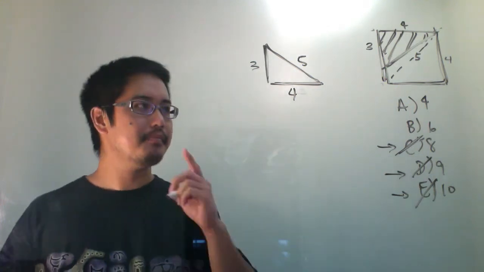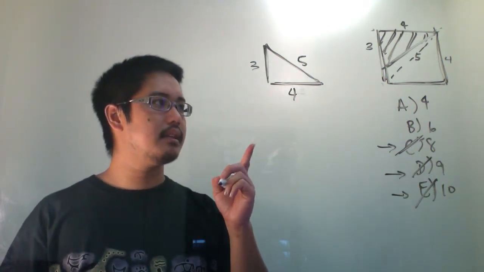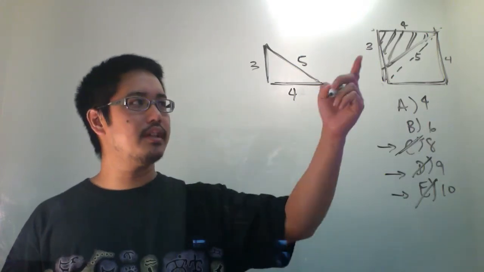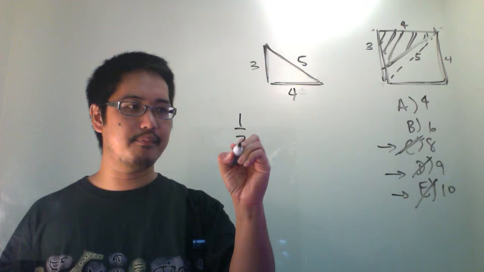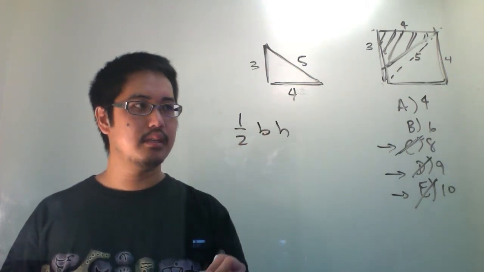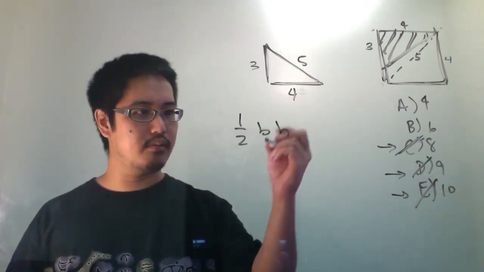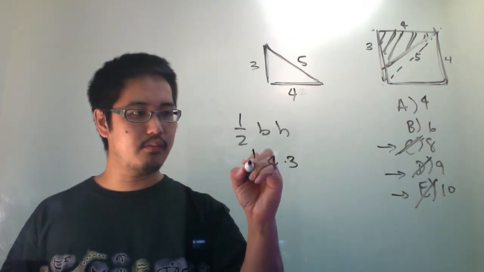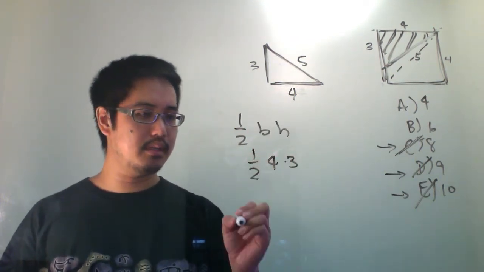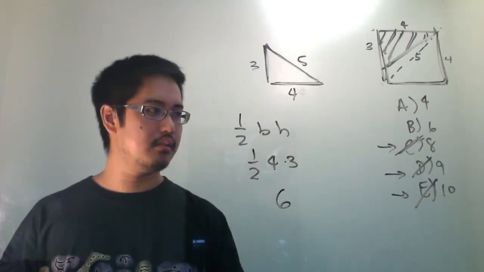All right. Now what I would say at this point is you want to find the area of that triangle right there. The area of a triangle is 1/2 base times height. The base is 3, or actually 4 in this case. The base is 4, and the height is 3. So you have 1/2 times 4 times 3, that's 6. Your answer is 6.